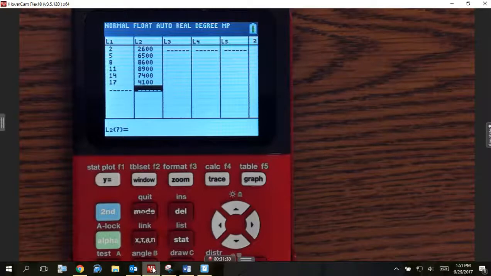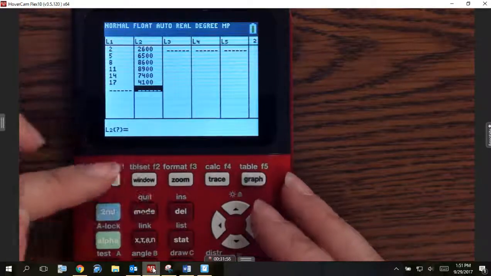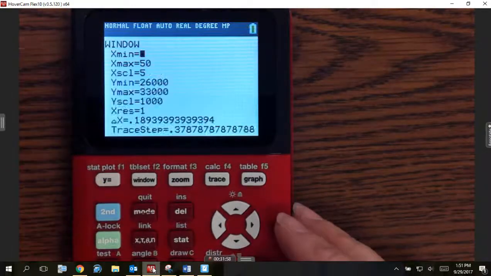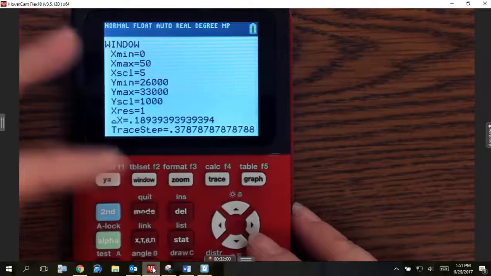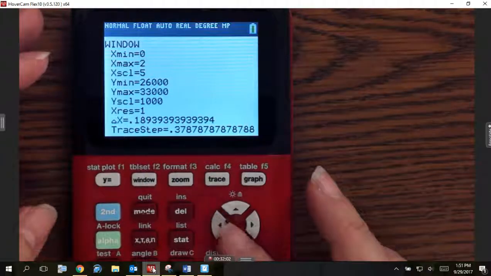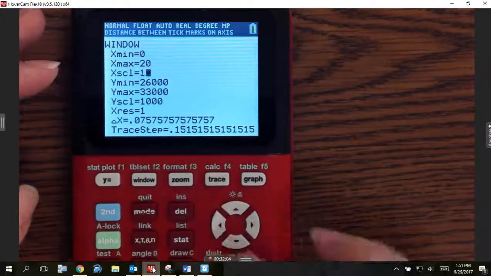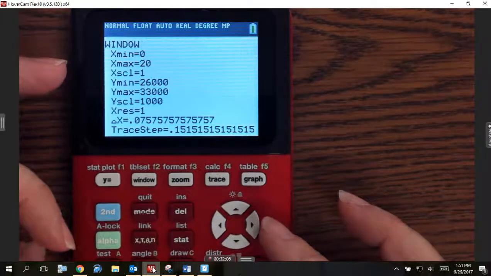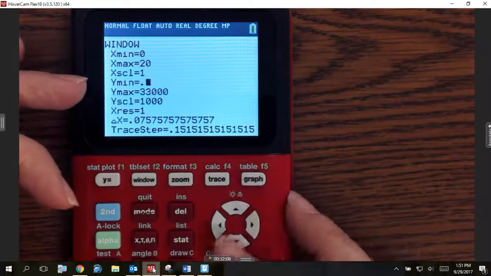The assignment's on Big Ideas, but I copied the questions on here if you want to do the differences on the paper. All right. So after I have that in, I'm going to set up my window and graph it. Just going to go from 0 to 10,000.